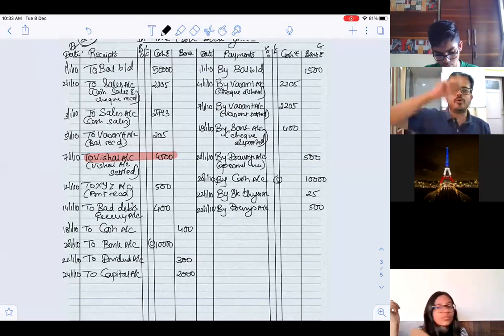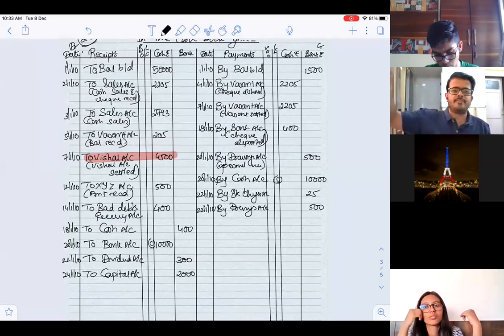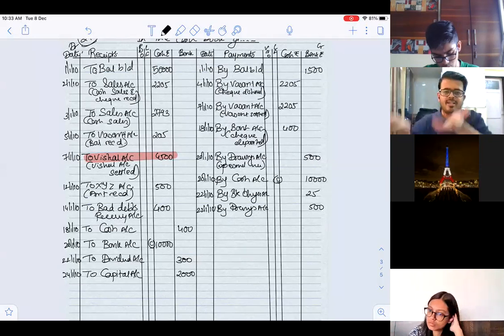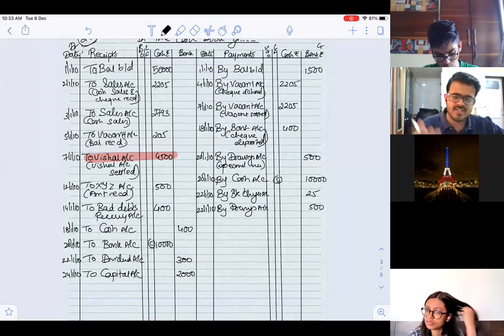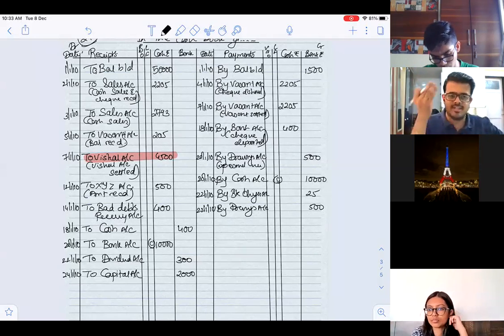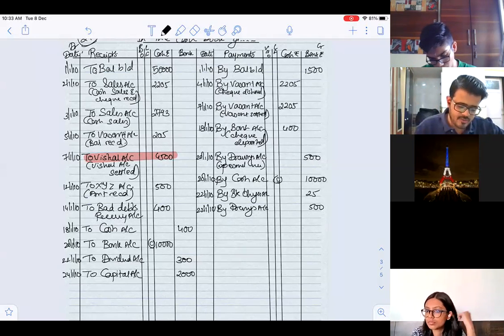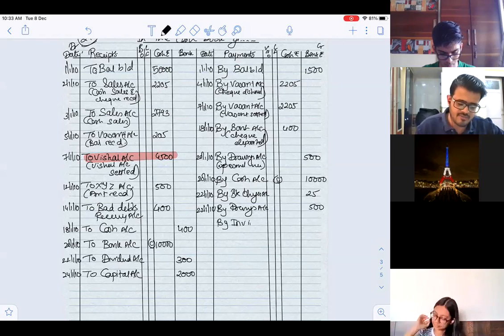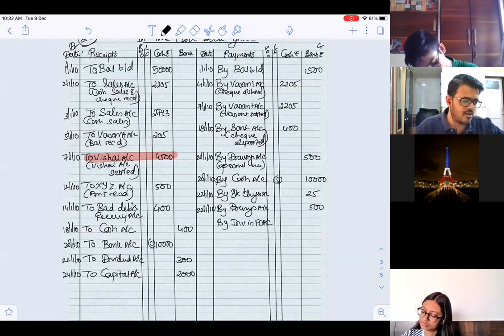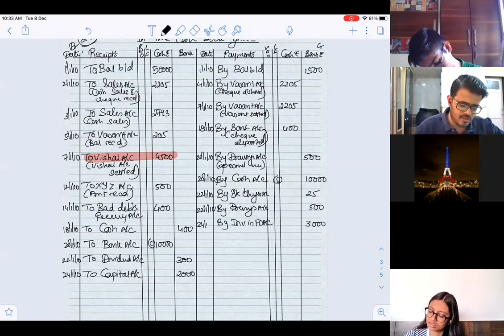तो current to FD का मतलब समझ में आया? Current बैंक से गया, FD खरीदा. इन्वेस्टमेंट इन FD, जैसे शेयर्स खरीदते हो ना वैसे FD खरीदा. तो इन्वेस्टमेंट इन FD टू बैंक. सो बाय FD लिखो तो भी चलेगा या बाय इन्वेस्टमेंट इन FD. बाय इन्वेस्टमेंट इन FD बैंक कॉलम 3000.